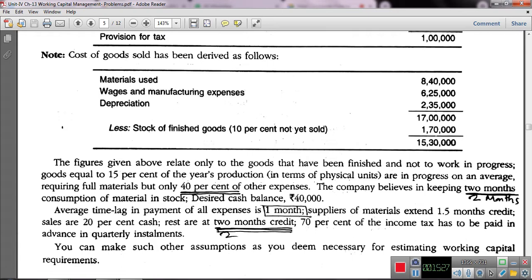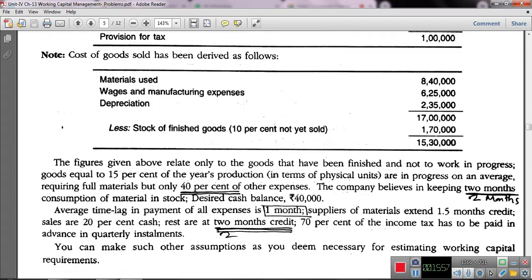Goods equal to 15% of the year's production in terms of physical units are in progress, on average requiring full materials but only 40% of other expenses. Okay, so out of the budgeted production, 15% of the year's production is in progress, which means 85% is finished and 15% is work in process.